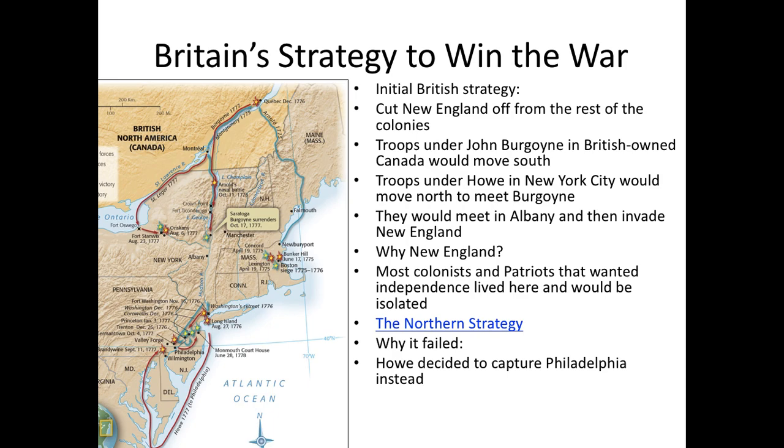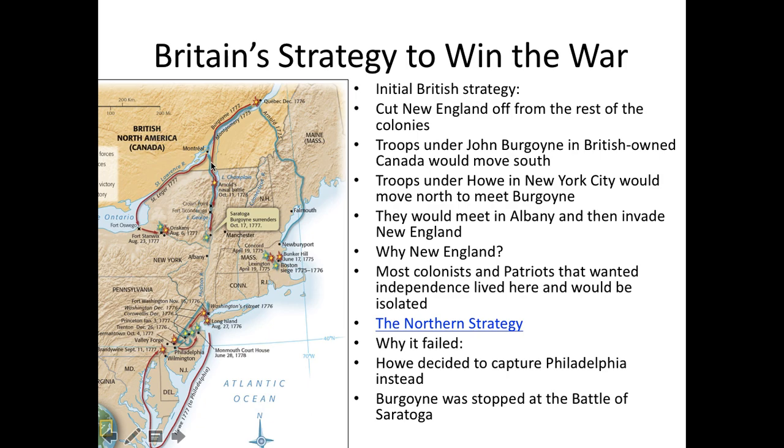Another reason that the strategy fails is because if you look here at the map, you can see that ultimately Burgoyne does not have his invasion work successfully. He ends up losing a major battle despite having larger numbers at Saratoga, New York. So the reason that this initial strategy fails is because, one, Howe decides to do his own thing and go after Philadelphia, which he does conquer.